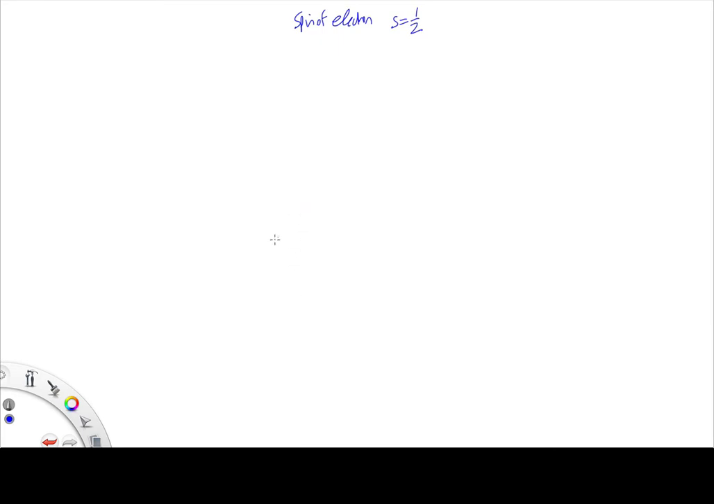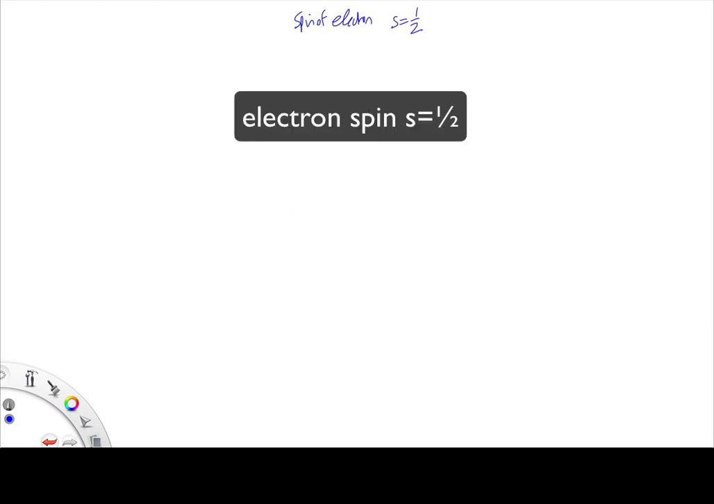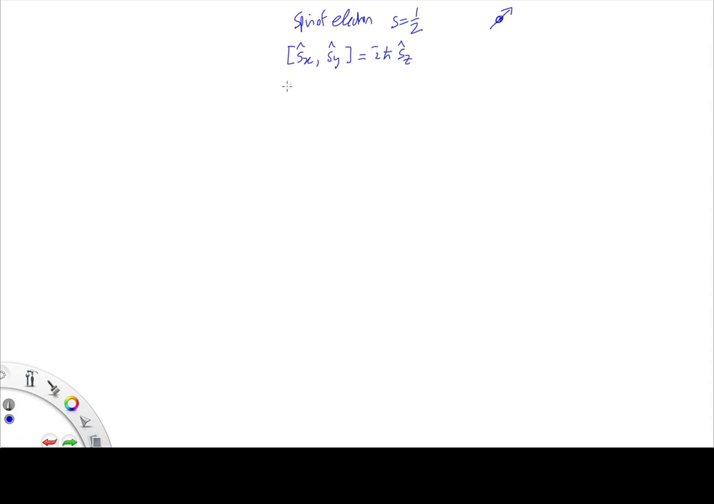So let's look at the properties of the electron spin. The properties of the spin operators are essentially identical to the properties of rotational or orbital angular momentum. It's simply that the spin quantum number is 1/2 for an electron. We say that the electron has spin 1/2. And that means that the ms value can take one of two values, either plus 1/2 or minus 1/2.